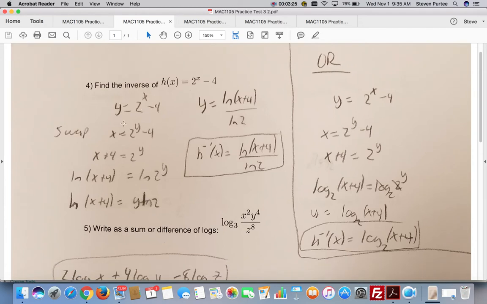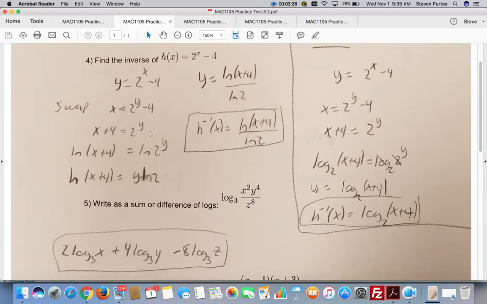Swap all our x's and y's. So we get x equals 2 to the y minus 4. I'm trying to get that y right there by itself. So add the 4 over. Now I need to get this y down onto ground level. The only way to bring something down from an exponent is to take logs. This is what logs were invented for. This is why we do logs.